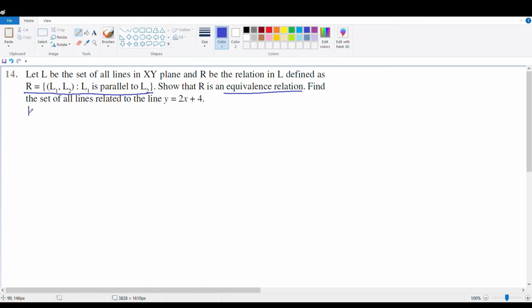Okay, so let's write down that R, you are given L1 comma L2 such that L1 is parallel to L2. And since we need to show that it is an equivalence relation, we need to show that it is reflexive, it is symmetric and it is transitive. So let's start with reflexive.